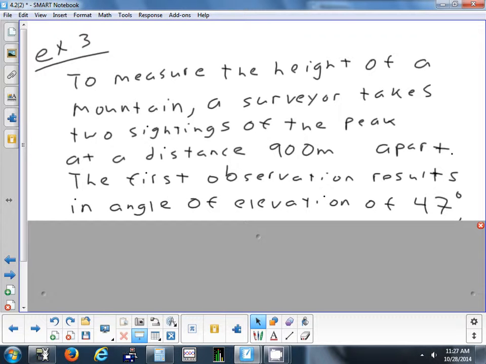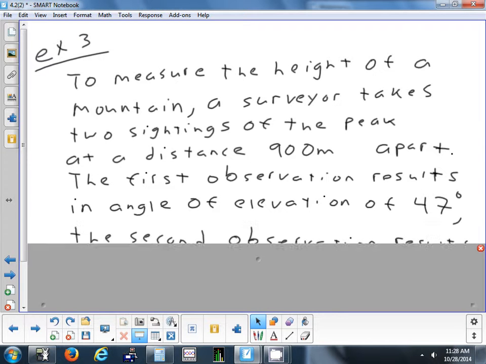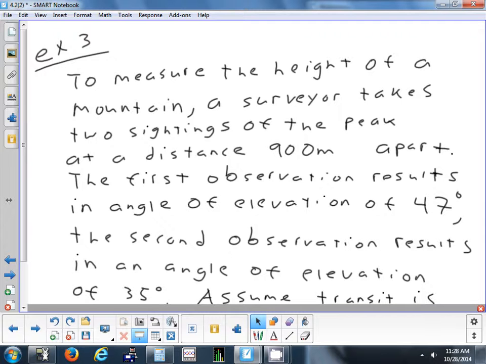From his first observation, he got an angle of 47 degrees. An angle of elevation is the angle off the horizon. So if you're on the ground and you're looking up at something, the angle that you have to look up at, that's the angle of elevation. And then as he backs up a little bit, the angle would get smaller.